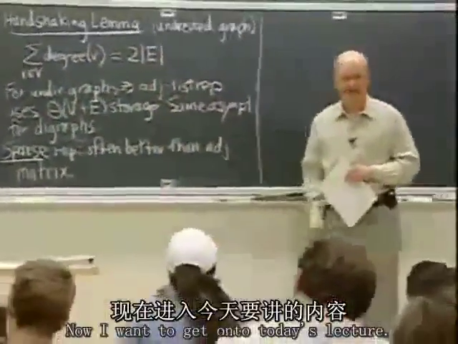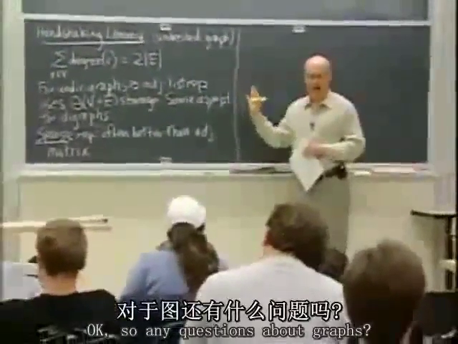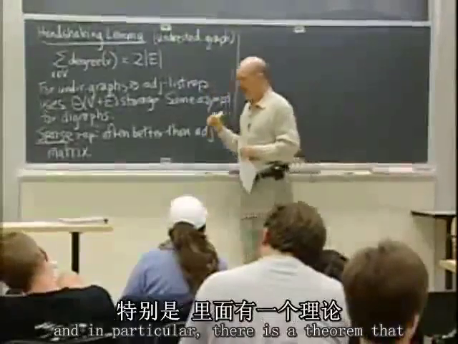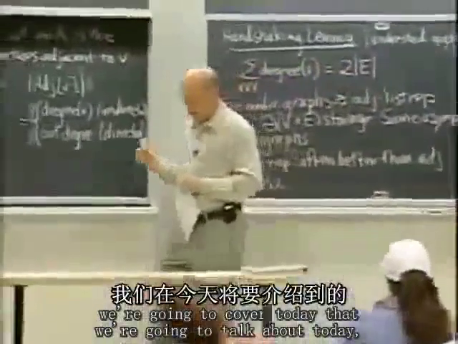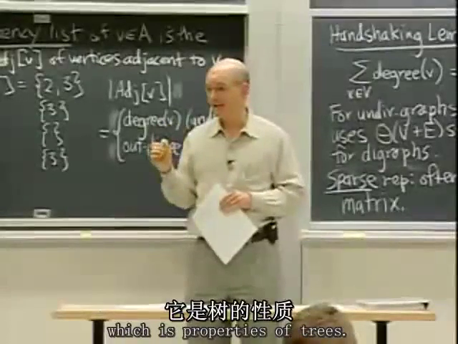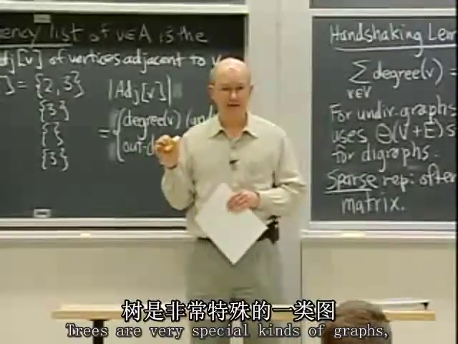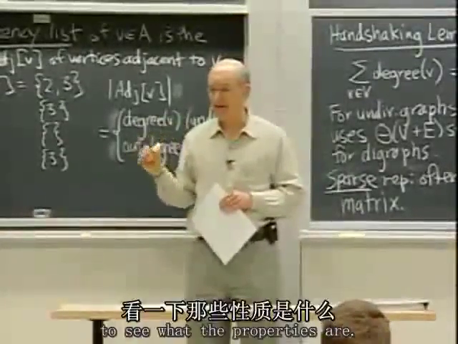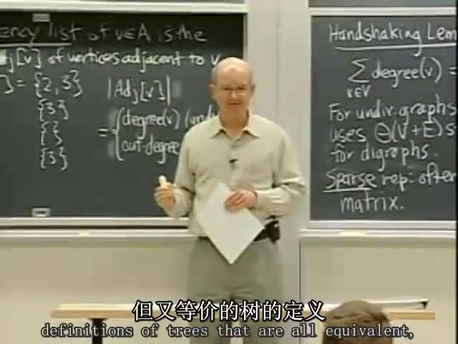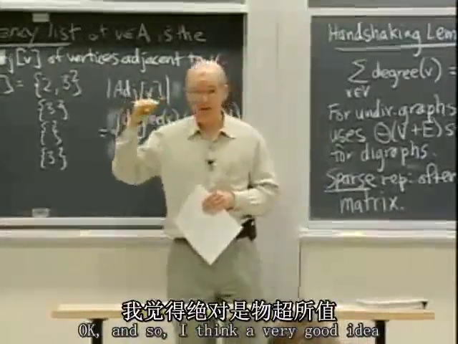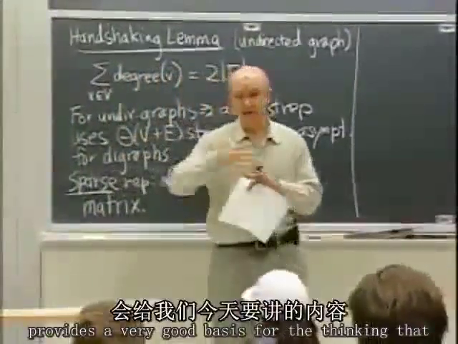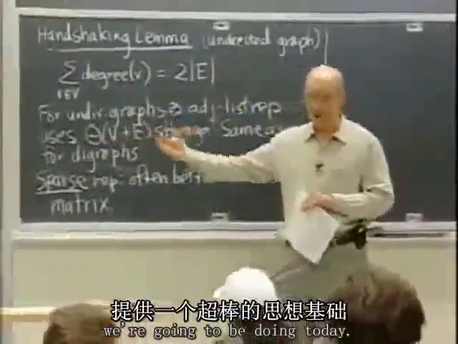Now I want to get on to today's lecture. Any questions about graphs? This is a good time to review Appendix B. There are a lot of great properties in there, and in particular, there's a theorem that we're going to talk about today, which is properties of trees. Trees are very special kinds of graphs. I really want you to go and look at what the properties are. There are something like 6 different definitions of trees that are all equivalent. It's a very good idea to read through that theorem. We're not going to prove it in class, but it provides a very good basis for the thinking that we're going to be doing today, and we'll see more of that in the future.